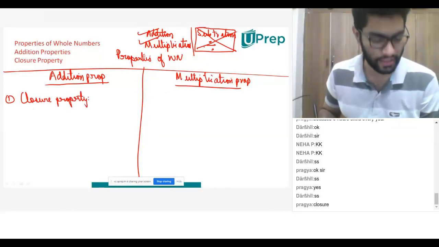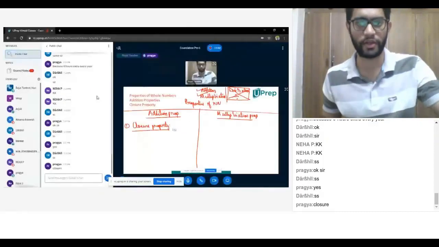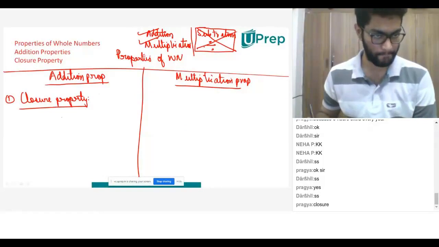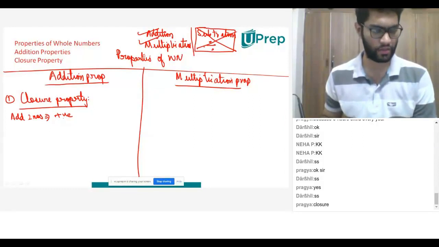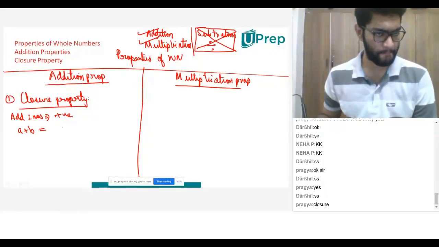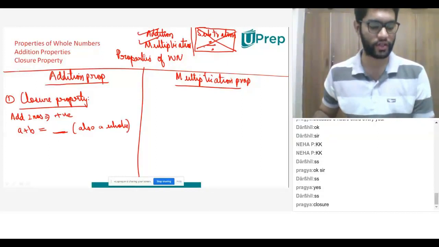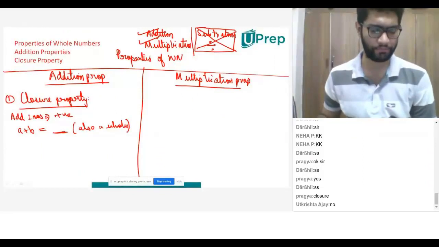Anyone who can tell me or any guesses what closure property is? Yes, Pragya. Closure property is the property in which if you add two numbers, the answer should also be a positive number. Okay. Anyone with any other answer? Yes. Any two whole numbers, A and B, A plus B is also a whole number. This answer is also a whole number, is what you're saying. Right. Any other answers, guys? Anyone else who wants to speak? When you have long answers, you can unmute and speak, okay?